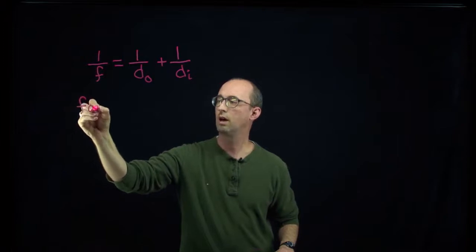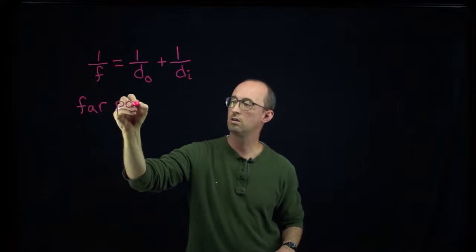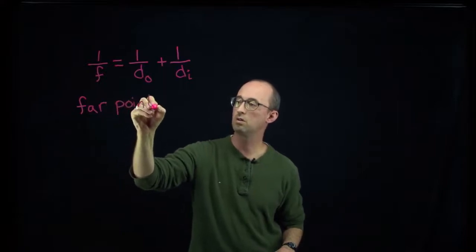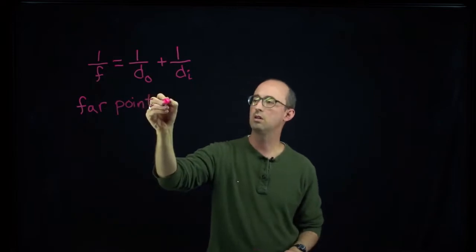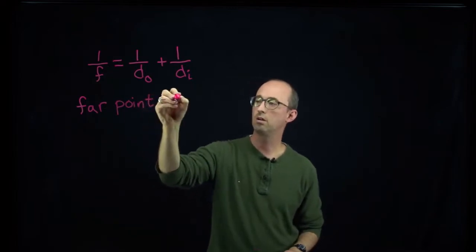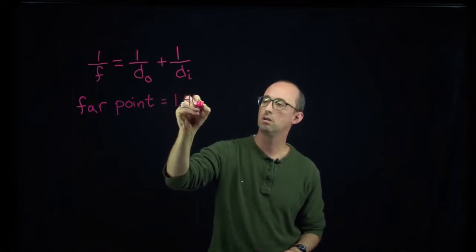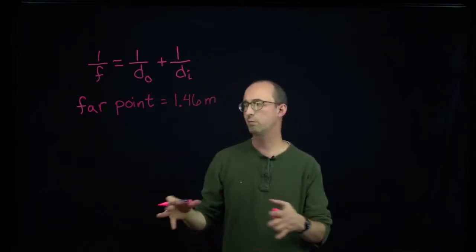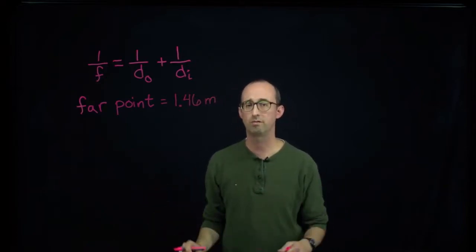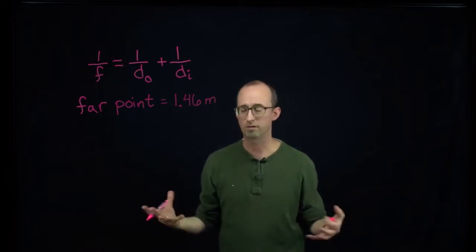So we're going to go through how to figure out the lenses needed to fix the vision of somebody who's nearsighted. And we're going to make an assumption here. I'm going to say that the far point for somebody is 1.46 meters. So just pretending we've got somebody whose far point is 1.46 meters, what kind of lens would they need to fix their vision?